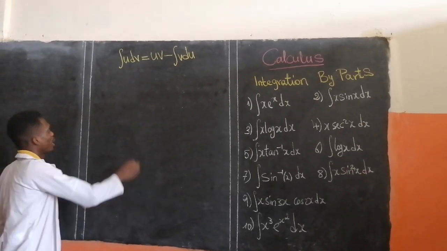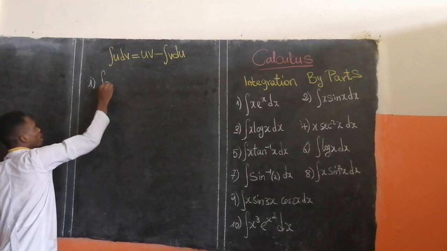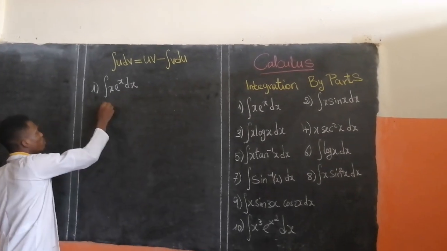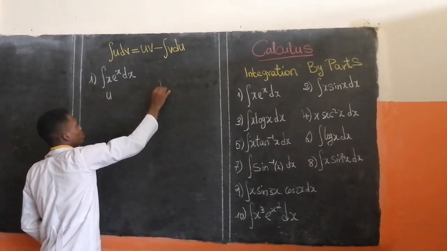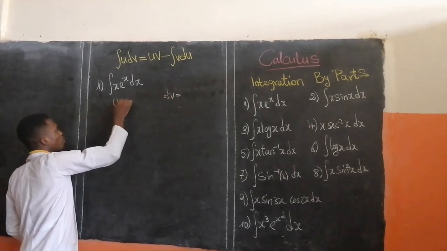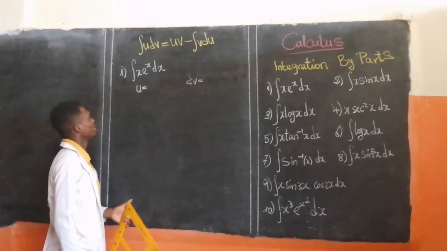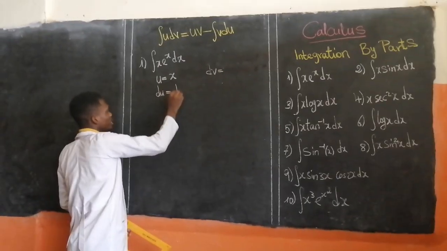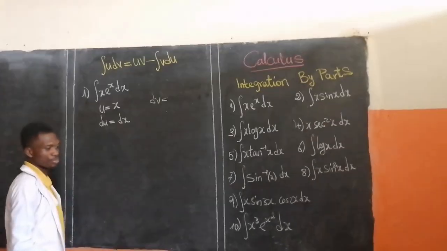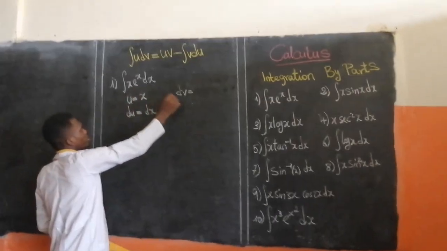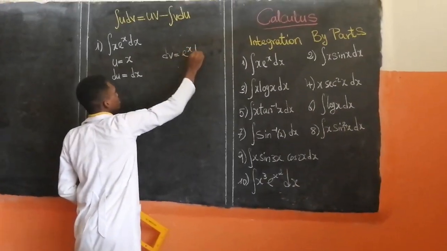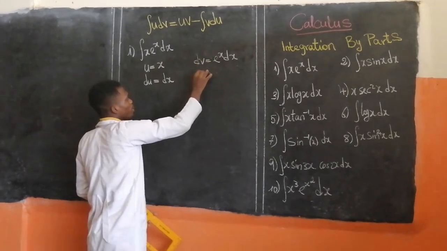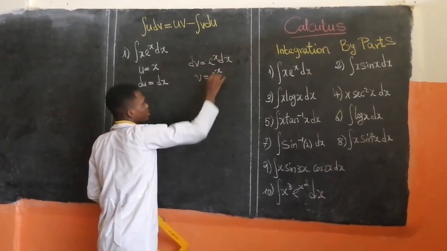Whenever we have a function like number 1, the integral of x e to the x dx, we need to identify a function to be u and another function to be v. u has to be a function that can easily be differentiated, and here that will be x, so that du will be dx. Then dv will be e to the x dx, so if we integrate, we have that v is equal to e to the x.